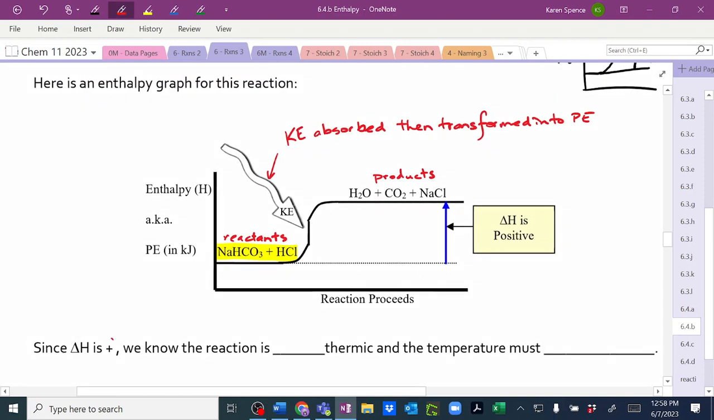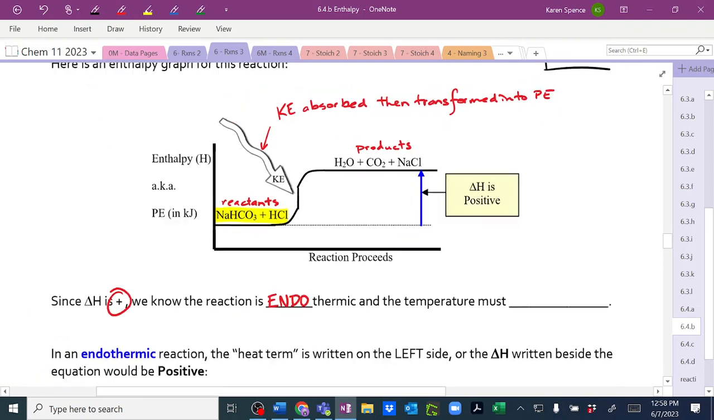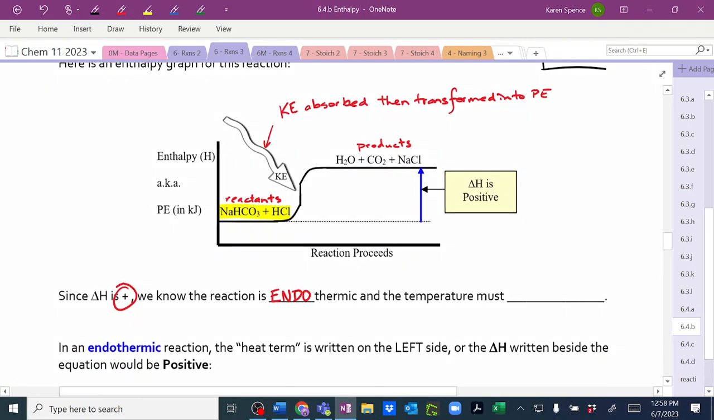Since delta H is positive, what do we know about the reaction? The reaction must be endothermic. And therefore, what's going to happen to the temperature? Tell your partner what's going to happen to the temperature in an endothermic reaction. The temperature must decrease. Because even though we absorb that kinetic energy, it then gets transformed into potential energy. Therefore, we don't have as much kinetic energy as before.